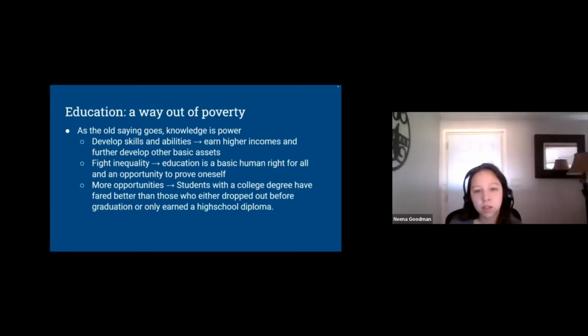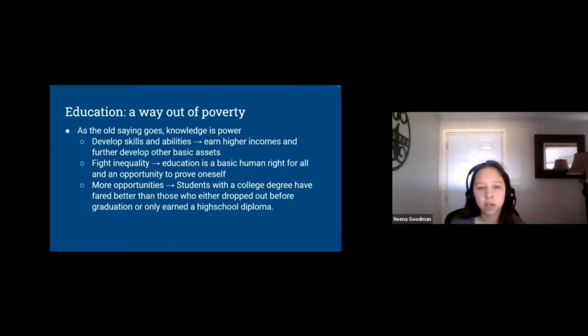As the old saying goes, knowledge is power. Having a higher education can lead to many things, including the development of skills and abilities, which can lead to earning a higher income or further developing other basic assets. Having a higher education can also help fight against inequality, as education is a basic human right for all.